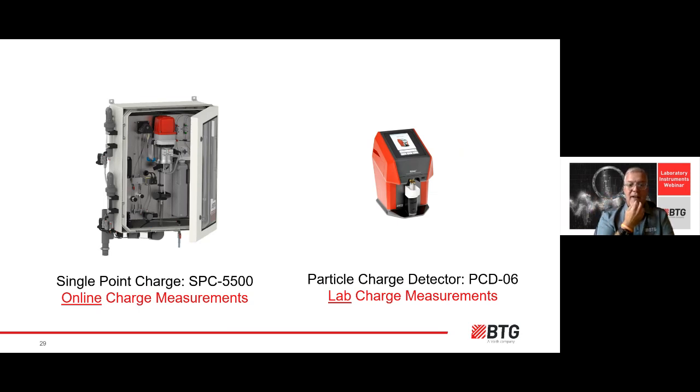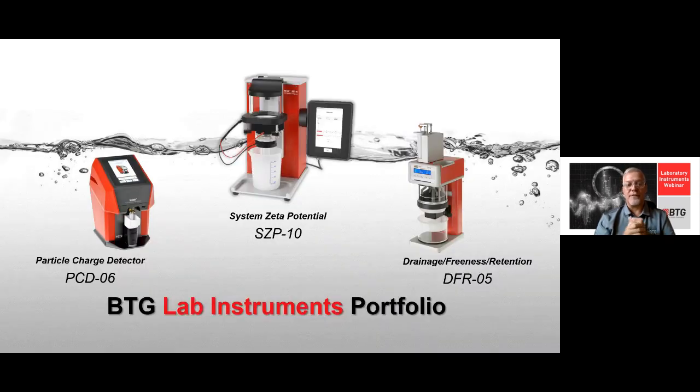The use of the SPC 5500 in practice has been a much higher success rate, very effective at driving balances between grease chemistries and fixatives. It's turned into a fabulous way to help balance and keep the wet end in control. But the information on where to put it and what to adjust was done in the lab with a particle charge detector and the system zeta potential. Fantastic pairing of devices. So Manfred showed you how easy those were to use.